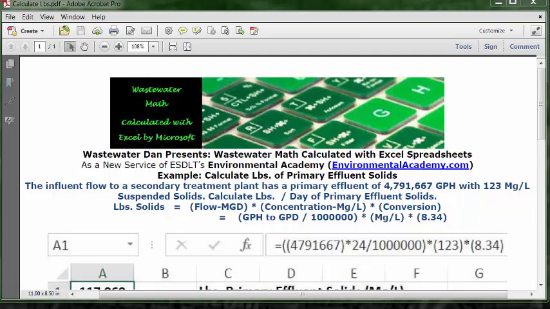Today's problem reads: the influent flow to a secondary treatment plant has a primary effluent of 4,791,667 GPH with 123 mg/L suspended solids. Calculate pounds per day of primary effluent solids.